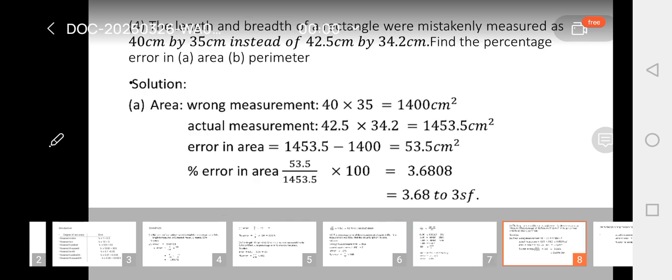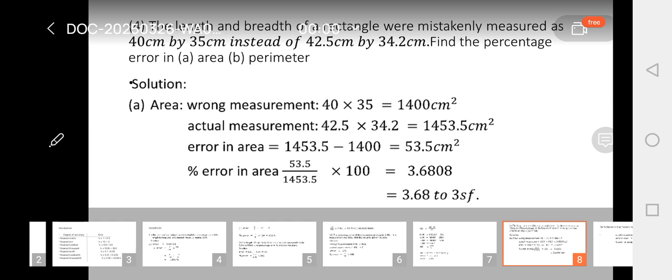So we have another similar example in number 4. You see, the length and breadth of a rectangle were mistakenly measured as 40 cm by 35 cm instead of 42.5 cm by 34.2 cm. Find the percentage error in area and also in perimeter.